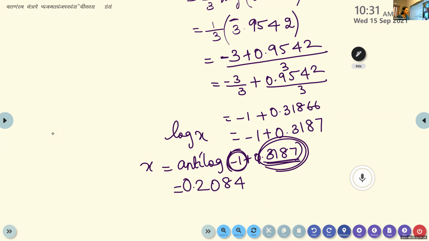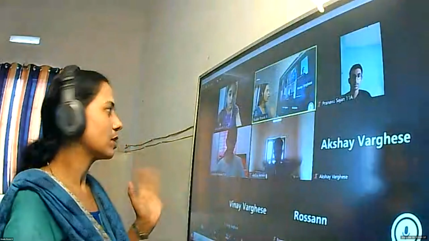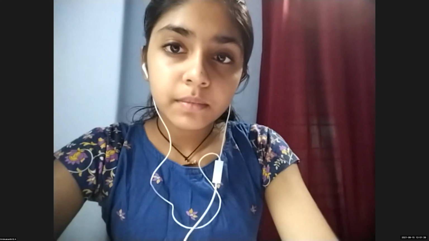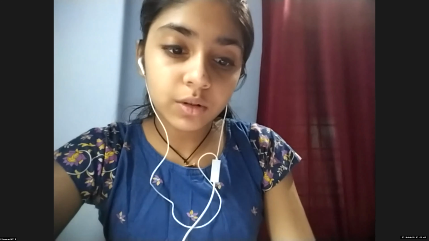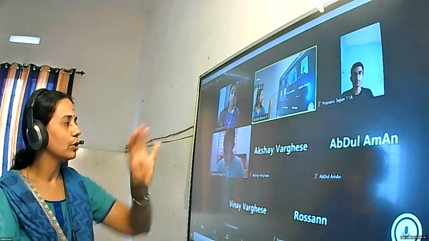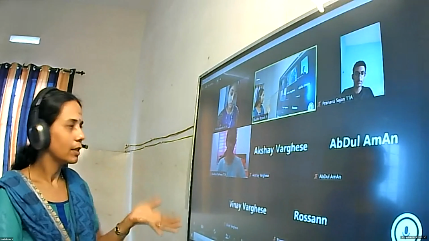We are finding the cube root of 0.009. Children, you have to learn how to use the table. That is what is needed here, how to use the log table. That is important. We will do more questions. Not one or two, we are going to do more. How to use the logarithm table, how to find log and antilog, that should be clear. Okay, now let us do the next one.